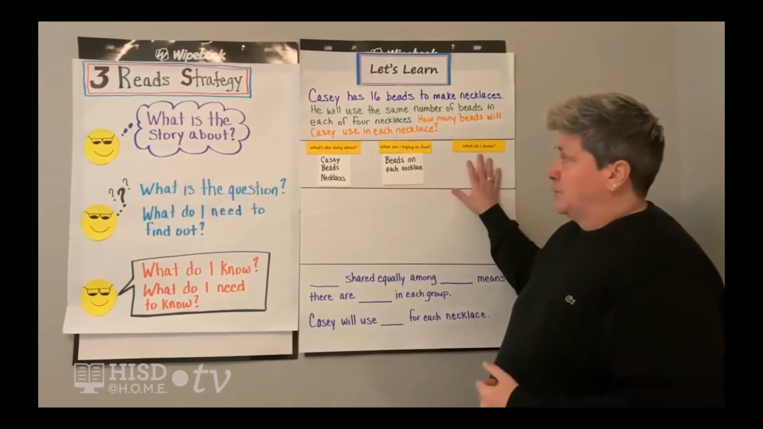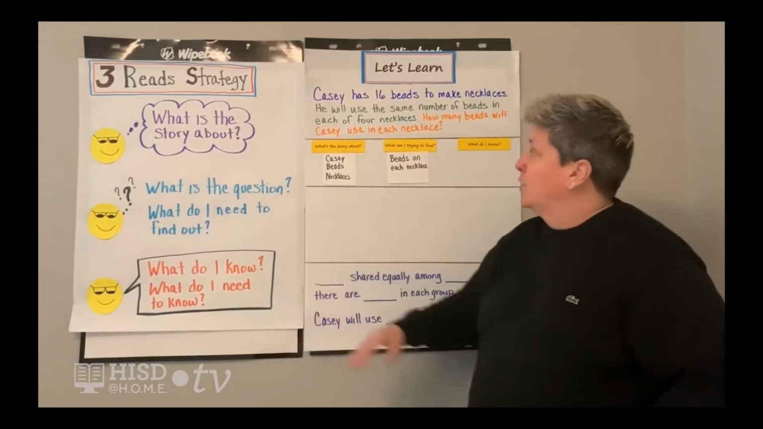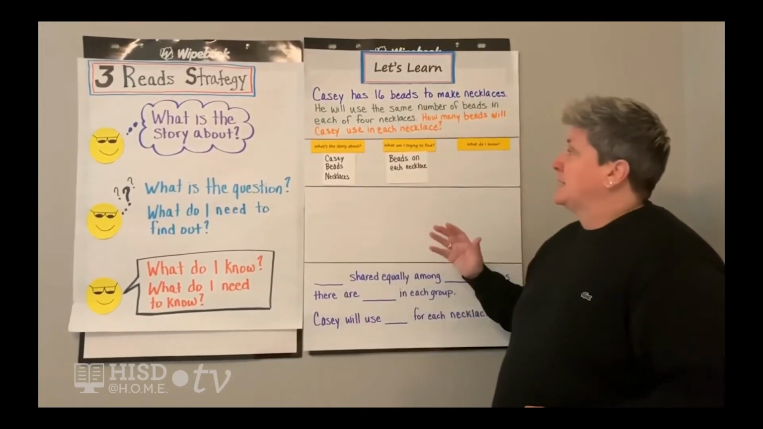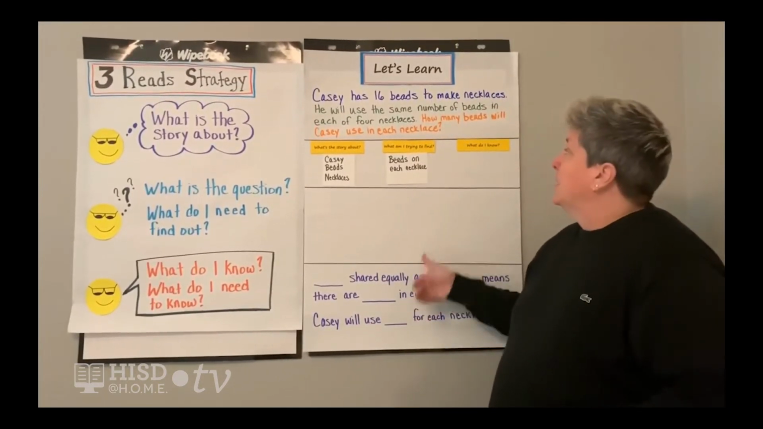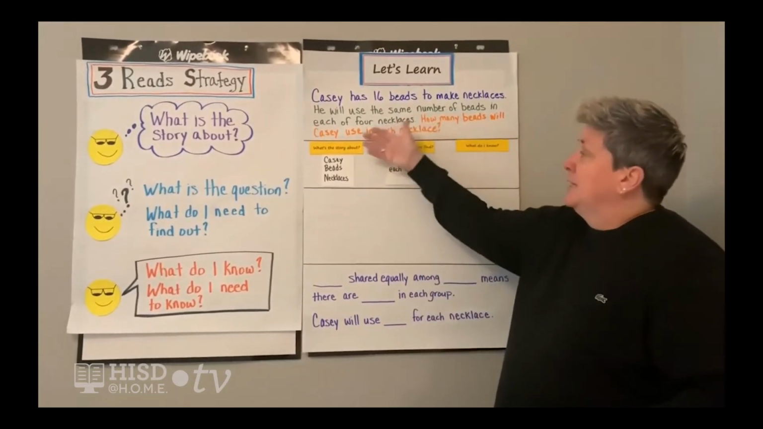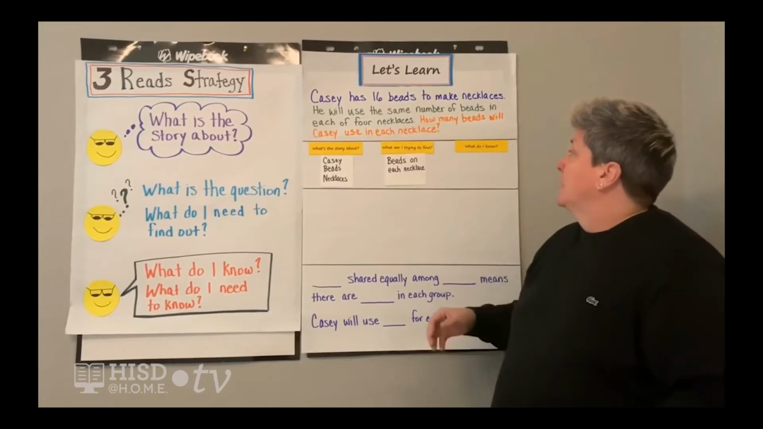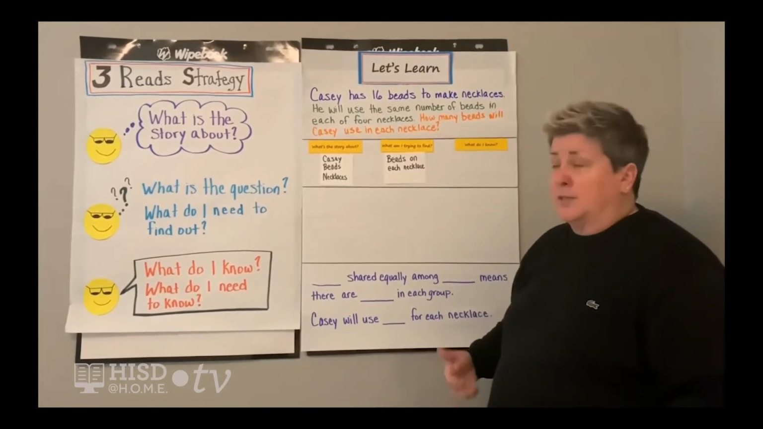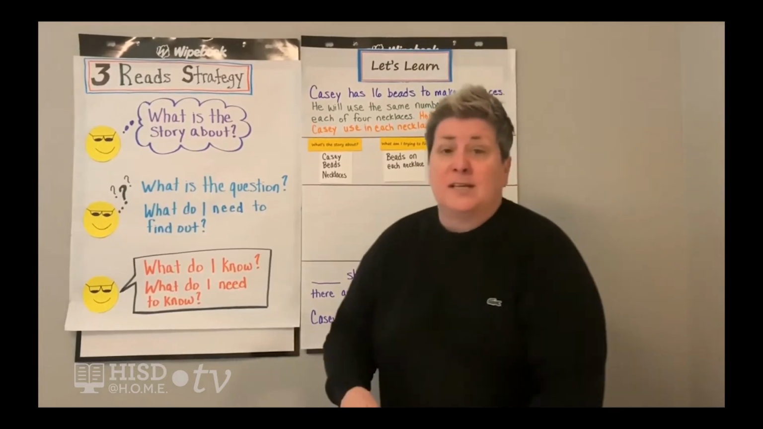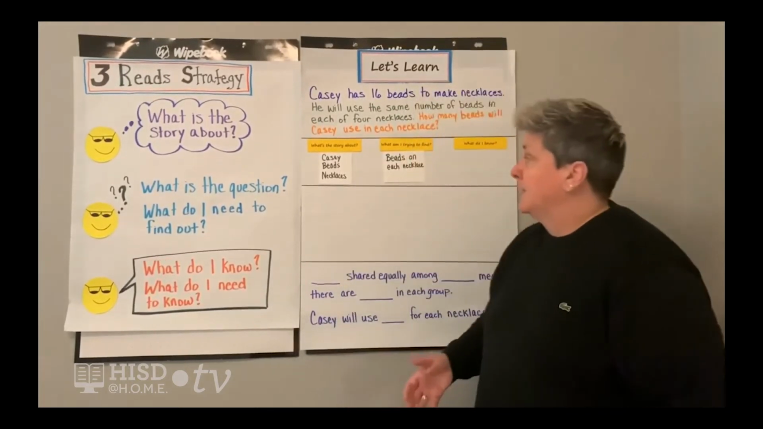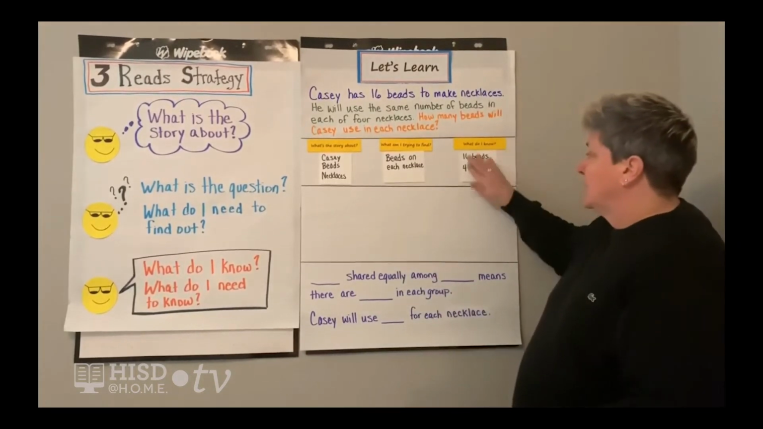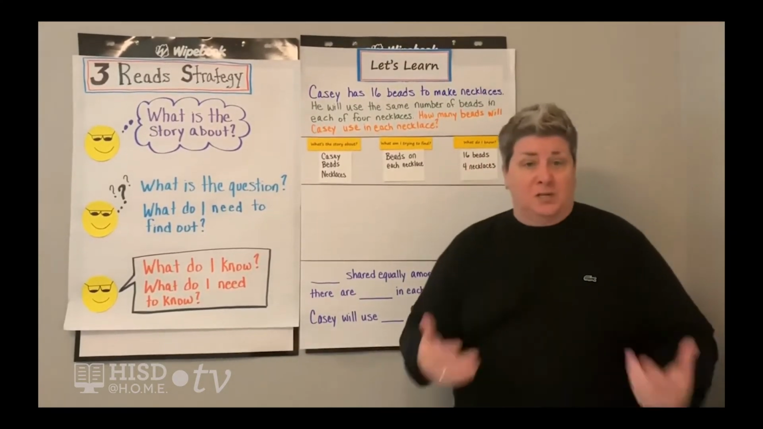And then the last question that we're going to look at is, what do I know? So let's read it a third time. Casey has 16 beads to make necklaces. He will use the same number of beads in each of 4 necklaces. How many beads will Casey use in each necklace? So what do we know? We know that he has a total of 16 beads and he has 4 necklaces. So this is the information that we know.